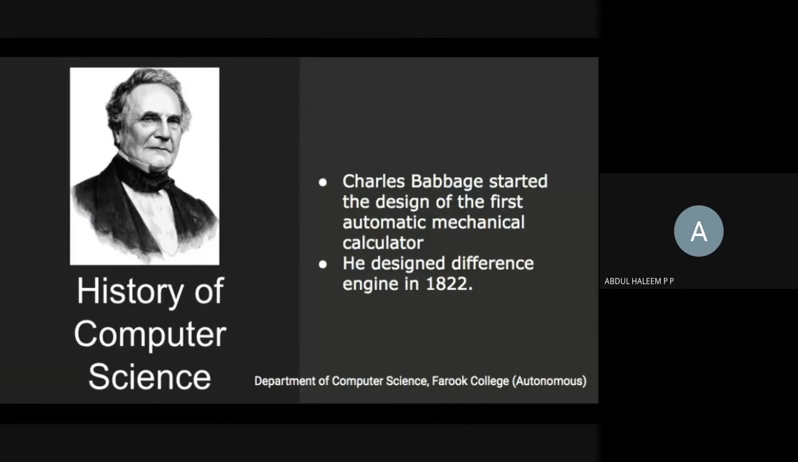Then comes the real step. In 1822, Charles Babbage, a UK-based scientist, worked on the design of the first automatic mechanical calculator, how to automate the process of calculation. And he designed a machine called the difference engine in 1822.